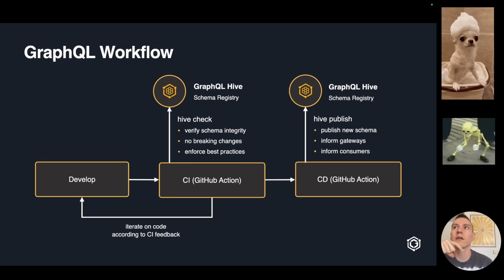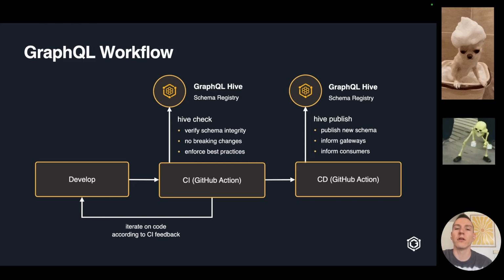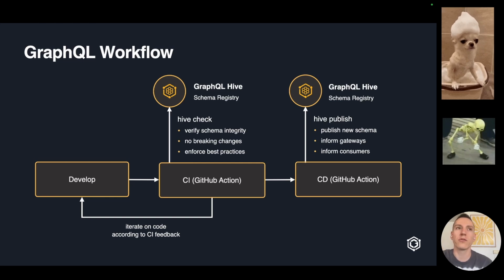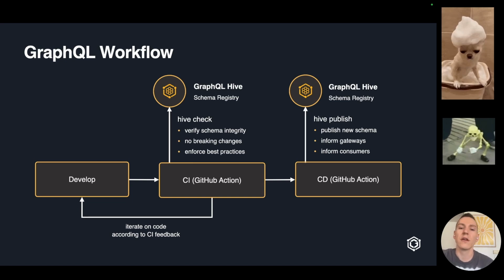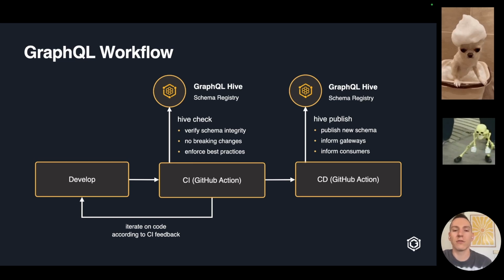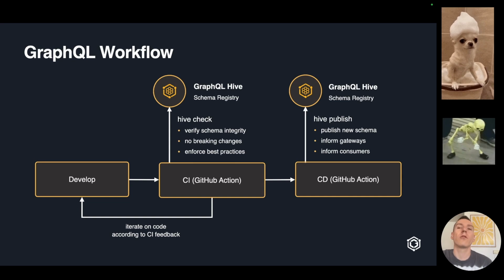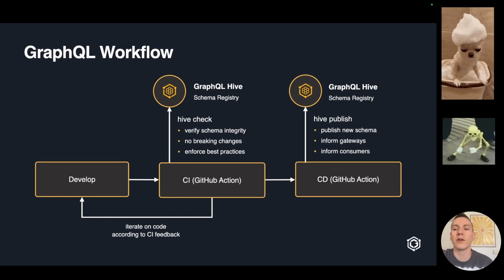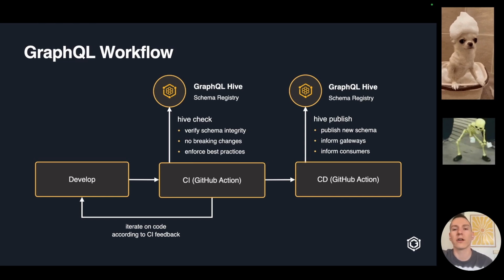the schema integrates with the other subgraphs that are already published to the Hive registry and are already being used in production. And then you can make sure that there will be no breaking changes and that the schema is composable in the first place. Based on this feedback you get from the CI, you can talk with people from other teams, you can iterate on your code, and then make the right decisions to make sure you won't break anything in production.